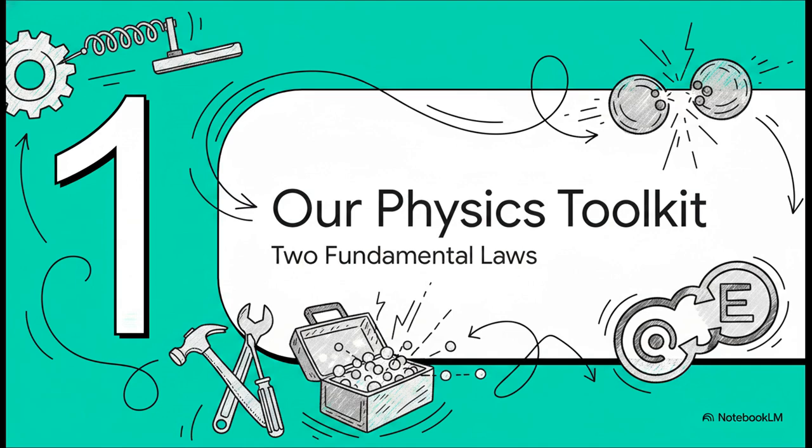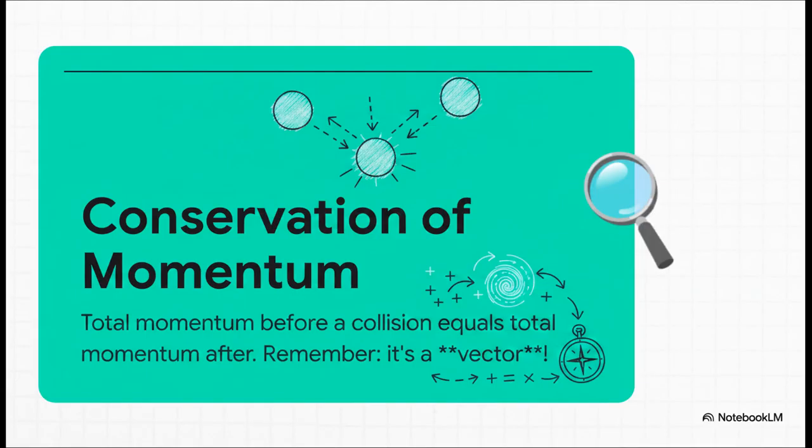To crack this thing, we don't need anything super complicated. We just need two of the most powerful, most fundamental laws in all of physics. So let's get our toolkit ready. First on the list, conservation of momentum. It's simple, really. The total amount of oomph the system has before the collision has to equal the total oomph after. But, and this is so important, momentum is a vector. It's got magnitude and direction. That's going to be key.